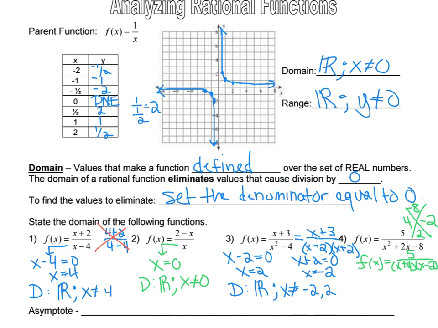So now I take both of those factors and set them equal to 0. x plus 4 equals 0. And x minus 2 equals 0. Solving both of those, I'm just going to go straight to the domain. That'll tell me that my domain is all real numbers, except x does not equal negative 4 and positive 2. Solve those, get x by itself, and you get negative 4 and positive 2.